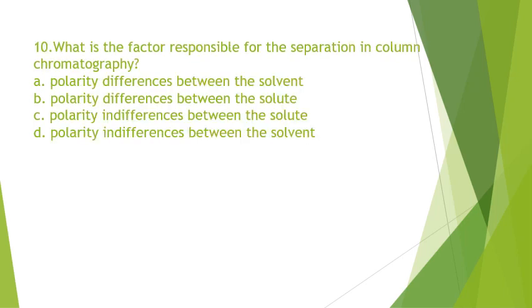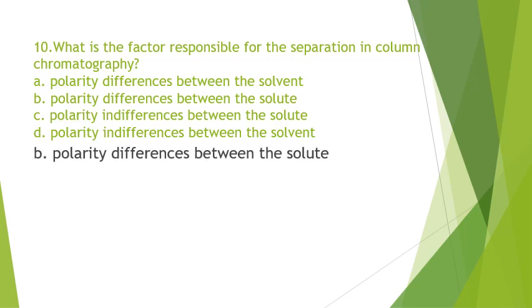MCQ number 10. What is the factor responsible for the separation in column chromatography? Option A, polarity differences between the solvent. Option B, polarity differences between the solute. Option C, polarity differences between the solute. Option D, polarity differences between the solvent. And our correct option is option B, polarity differences between the solute. The elution power of a solvent is determined by its overall polarity, the polarity of the stationary phase, and the nature of the sample components.